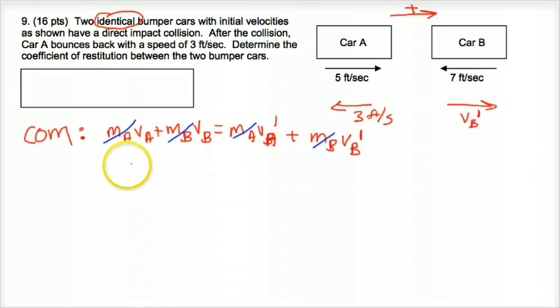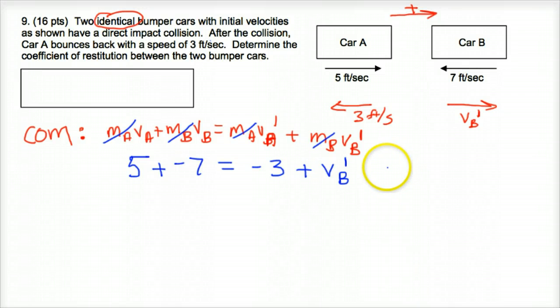Alright, and we can plug in our numbers. We have 5 to the right. B is minus 7. Okay, afterwards we're given that A is a minus 3. And so we can easily solve for velocity of B after the collision. Alright, looks like 5 plus a minus 7 is a minus 2, and add 3 to that is a positive 1. So VB prime equals 1 foot per second to the right.